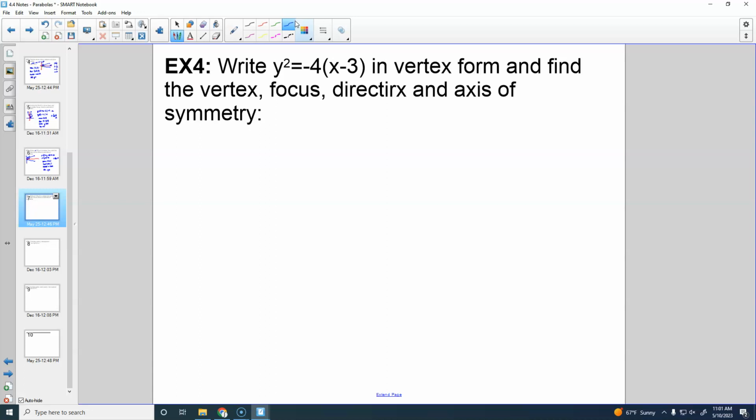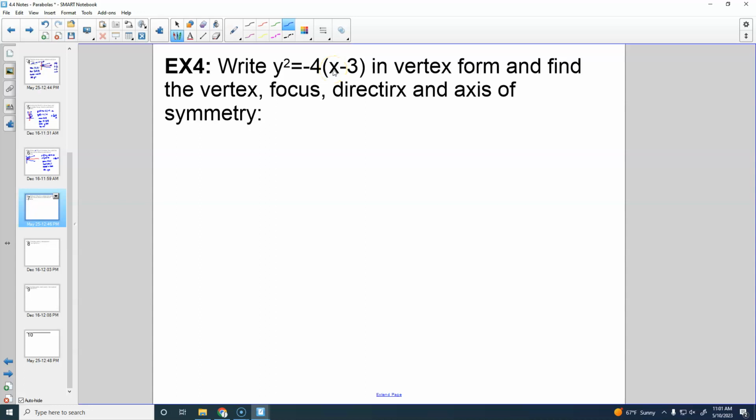Alright. Is this up, down, left, or right? Or can you tell right now? Which variable should this be solved for? X or Y? The Y is squared, right? So we need to solve this for x.